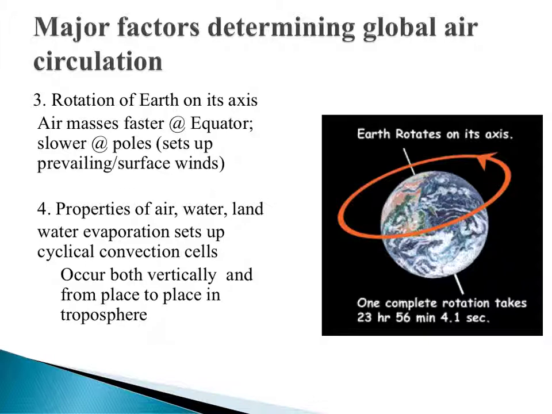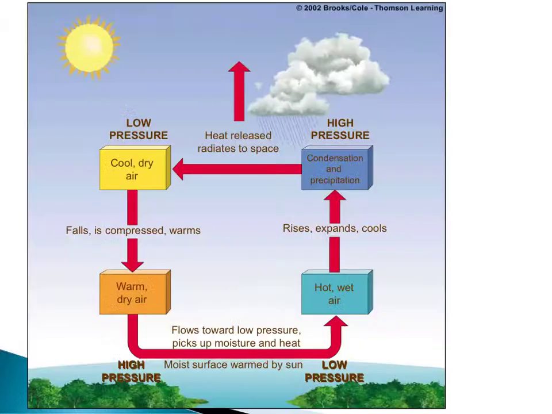Also in the oceans itself, we have convection currents that occur, which we're going to talk about in a little bit when we talk about El Nino, La Nina, and things that affect that. And those will actually drive those global convection currents. They occur both vertically and from place to place in the troposphere. So what happens is, as I said, warm molecules go up, that's the vertical, they cool and they fall back down, thus setting up our wind pattern.